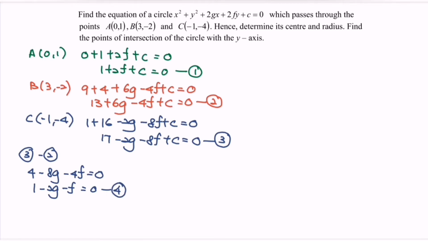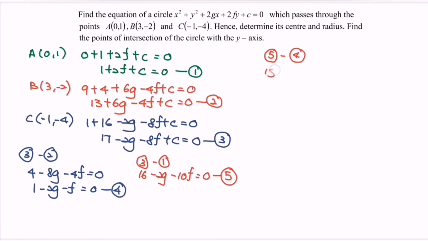Next, we have equation number 3 minus equation number 1. So 17 minus 1, we have 16, followed by -2g. Then we have -10f equals 0. And we denote it as equation number 5. Next, try to relate number 5 and number 4. We notice that we can eliminate the g: equation number 5 minus equation number 4.